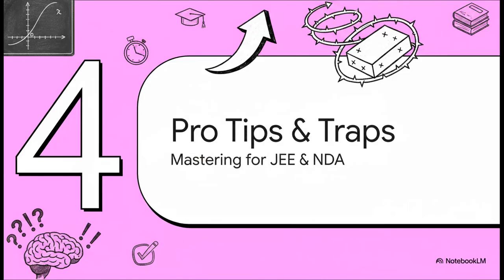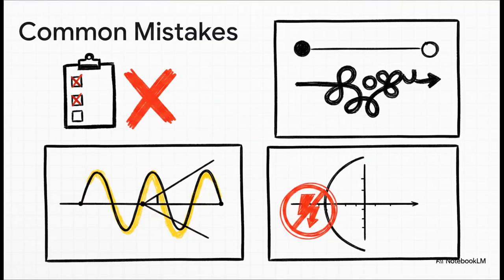So what does this all mean when you're staring down an exam paper? Knowing the theory is half the battle. Knowing the common traps, that's the other half. So let's get into some pro tips. These are the classic mistakes that students make again and again. The biggest one by far, just jumping into the derivative without checking the conditions first.